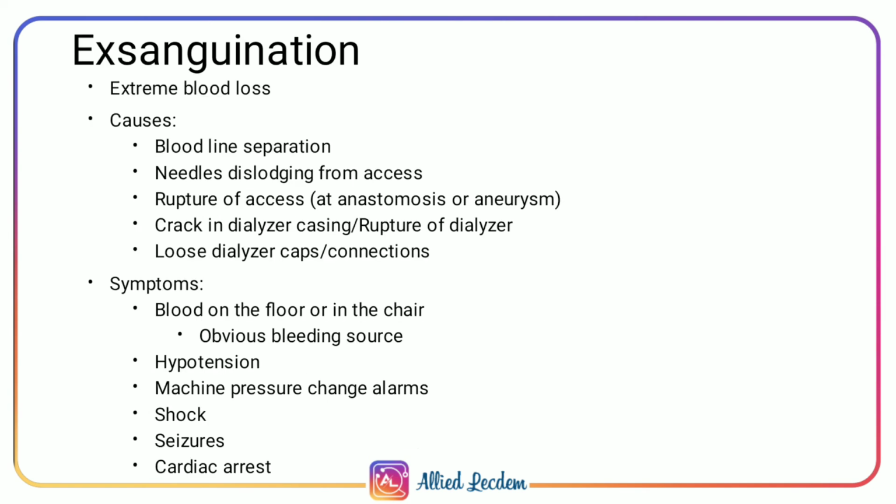Exsanguination. Extreme blood loss. Causes: bloodline separation, needles dislodging from access, rupture of access, crack in dialyzer, loose dialyzer. Symptoms: blood on the floor or in the chair, hypotension, machine pressure change alarm, shock, seizures, cardiac arrest.